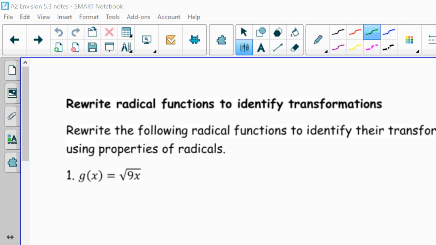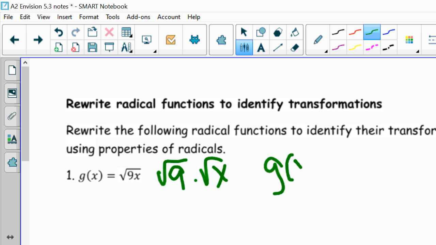So what can I do? I can separate the 9 and the x. So this is really the same thing as the square root of 9 times the square root of x. The square root of 9 I know is 3. Okay, so I can get g of x is equal to 3 square roots of x. Now I can very easily identify the transformation of this function from its parent, the square root of x.